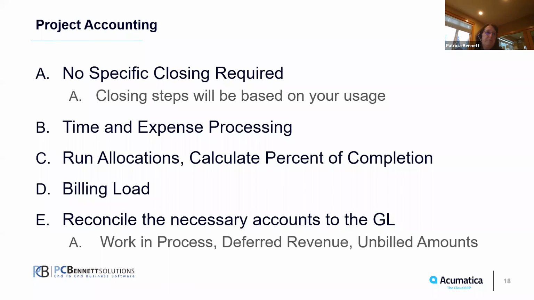Run allocations, percent completion. If you have projects that are huge and they go for a very long time, then you're probably accumulating work in process, and you want to do that on a regular basis so that your books reflect the actual activities of the business. There are so many different scenarios. It all depends on your particular business.